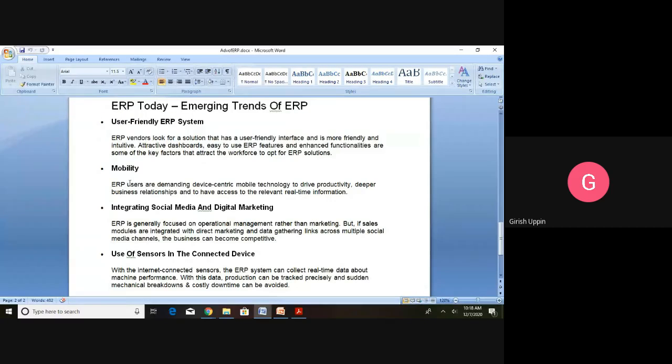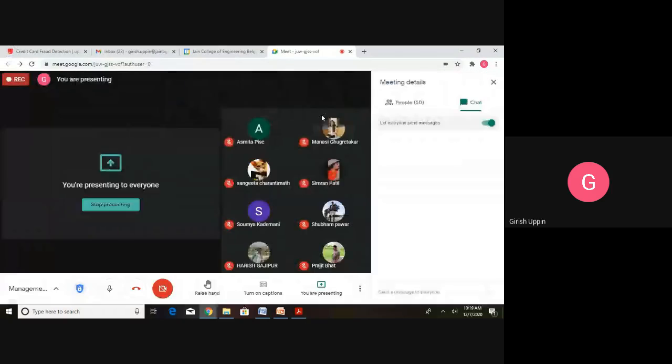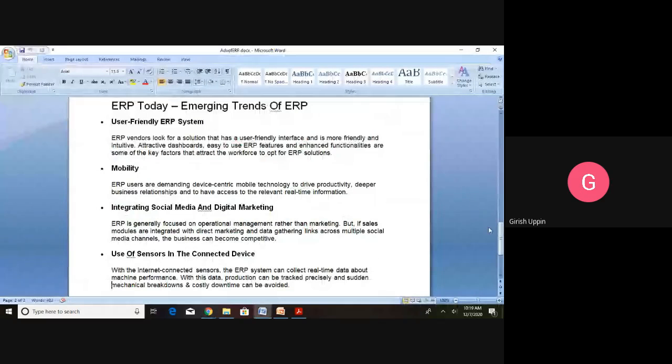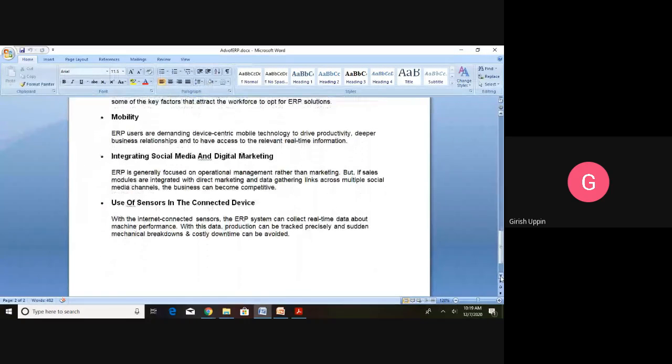ERP can be given in different flavors so that it will extend the mobility and accessibility of the real-time data. Suppose the marketing team will not be sitting at one place in the office. They will be going around everywhere to market their products. When they are on the move, they should have the relevant and real-time information so that they can use that for the marketing purposes.